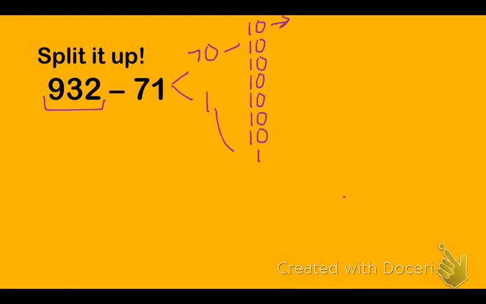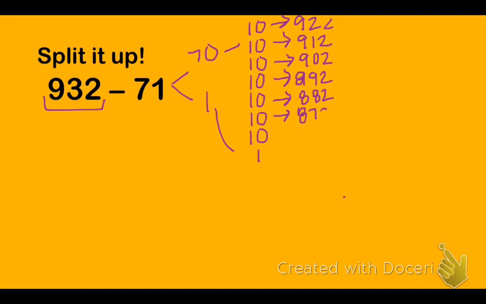So 932 minus 10 leaves me with 922. 922 minus 10 leaves me with 912. 912 minus 10 leaves me with 902. 902 minus 10 leaves me with 892. 892 minus 10 leaves me with 882. 882 minus 10 leaves me with 872. 872 minus 10 leaves me with 862. And 862 minus 1 leaves me with 861. And that is my final answer.